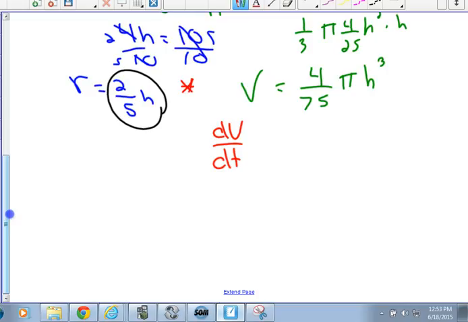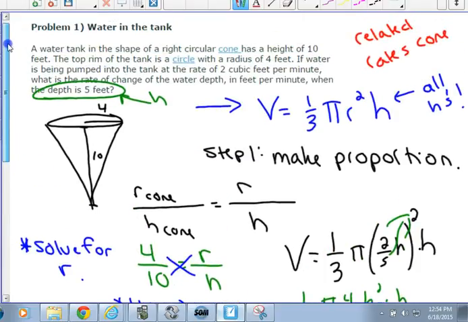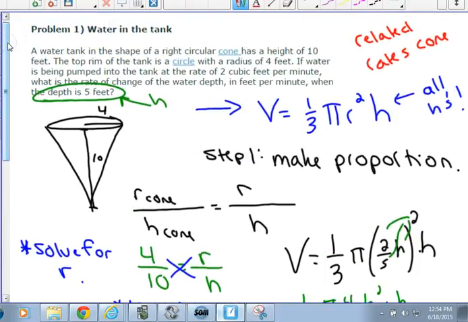After you do that, you take the derivative of that. I'll give you another one to try on your own after we go through this one. Okay, if we knew what the values were, let's see in here. Do we know what it is if water is being pumped into the tank at a rate of 2 cubic feet per minute? What does that represent?